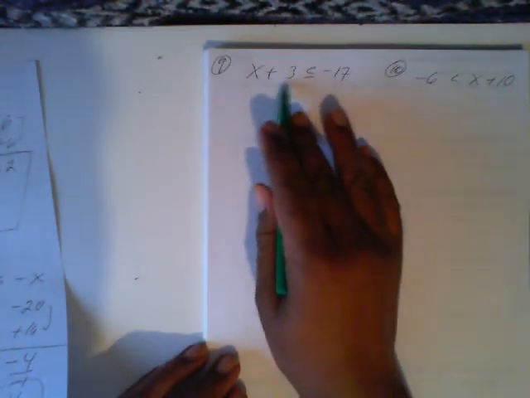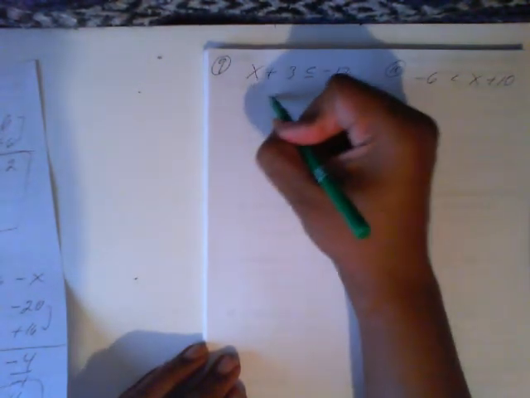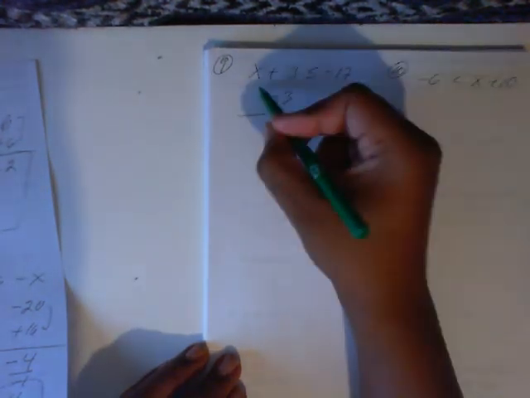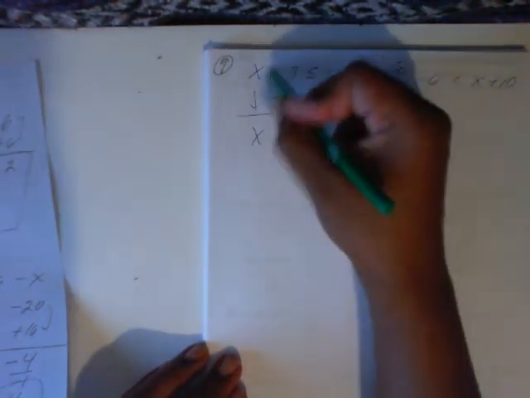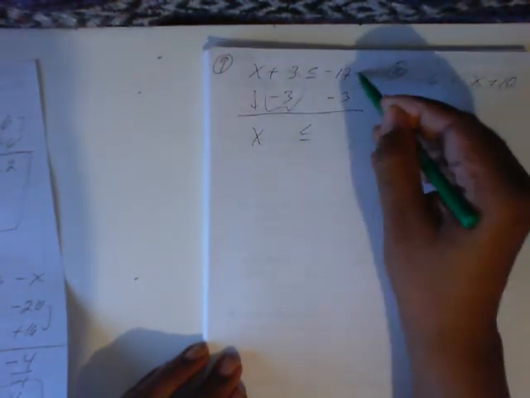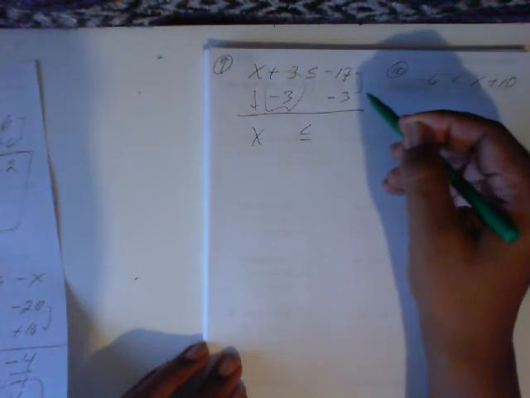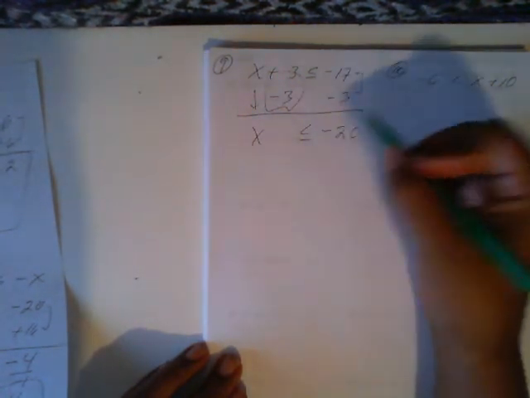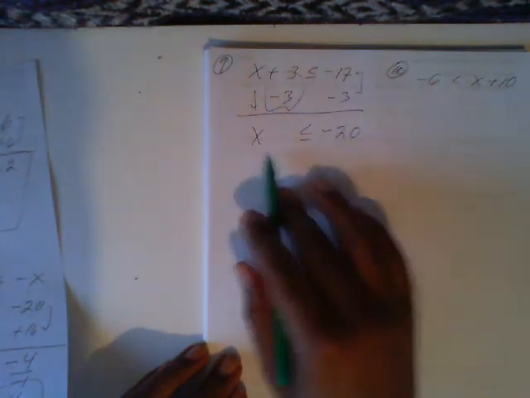Number 9. Number 9, x is on the left, which is good. So we're going to get rid of the adding 3. So I'm going to subtract 3, and then what you do on one side, you do on the other. And so the x comes down, the 3's cancel, and you have a less than or equal to here. These two are the same signs. The rule of the same signs add, so that'll be a 20. The larger one is negative, so this will be a negative 20. Okay, so this is finished.